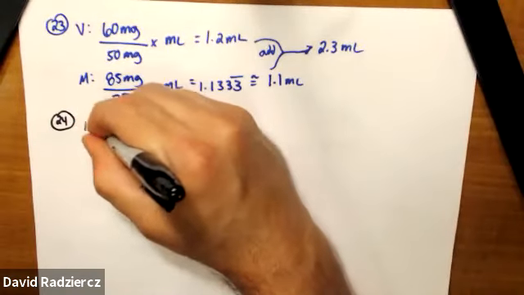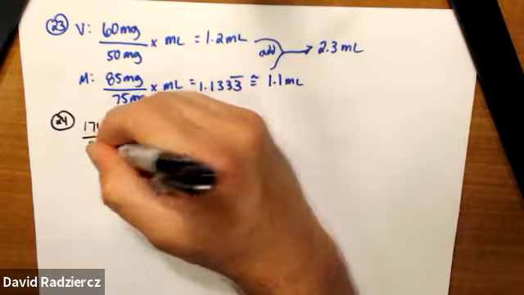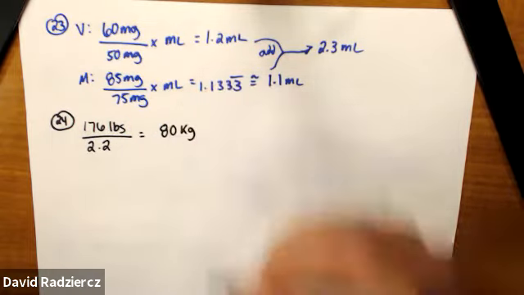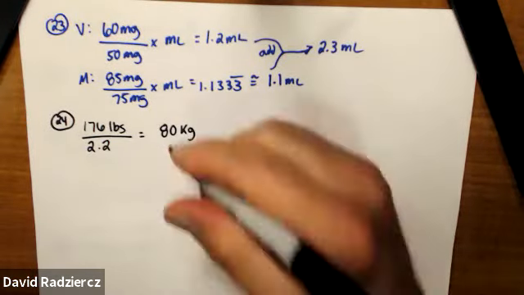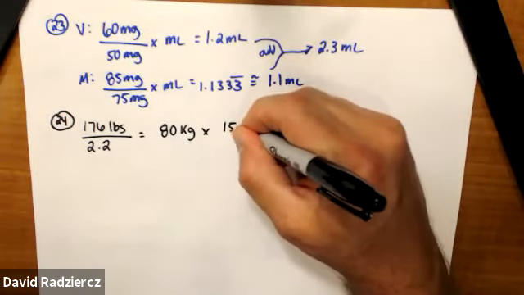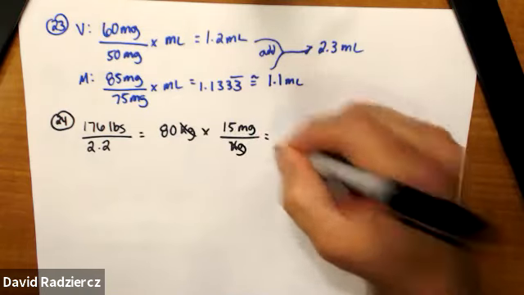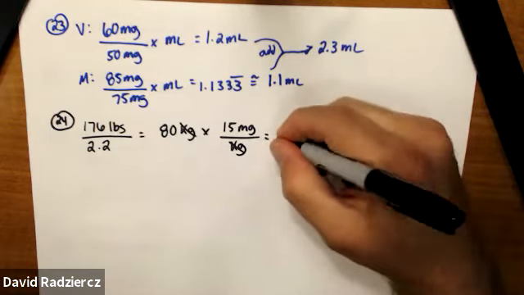So 176 pounds, we need to convert that to kilograms. We do that by dividing by 2.2, and I get 80 kilograms. Then I'm going to multiply by the loading dose, which is the 15 milligrams per kilogram. And then 80 times 15 gives me 1200 milligrams.